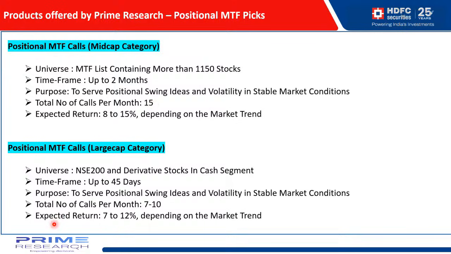And the expected return in the large cap category, we usually keep a bit lower because they are not moving with that momentum, and conservative returns are being generated in the large cap. So we usually keep around a 7 to 12% target in each recommendation in the large cap category of positional ideas.